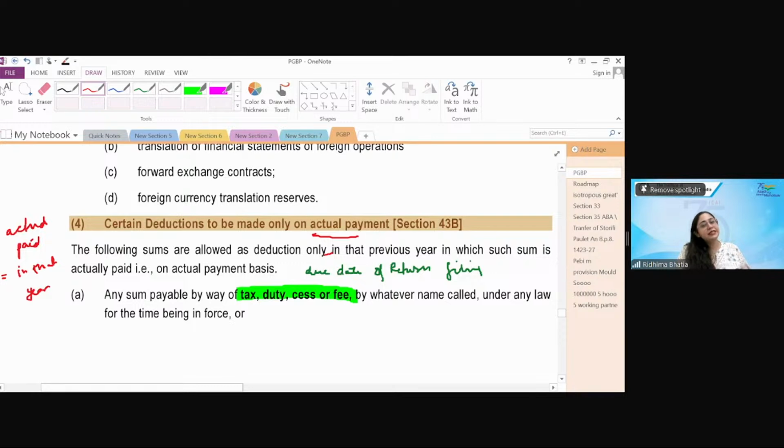Even if there is no relation, still it would be allowed. Suppose taxes were not payable till my due date of return filing, which is 31st October. I paid the taxes on 30th December. So in the previous year, 24-25 per return, it would be allowed as expenditure. So whenever you are attempting a question, your mind should not only rush on disallowance. Your mind should also run on a subsequent allowance which can come into picture.